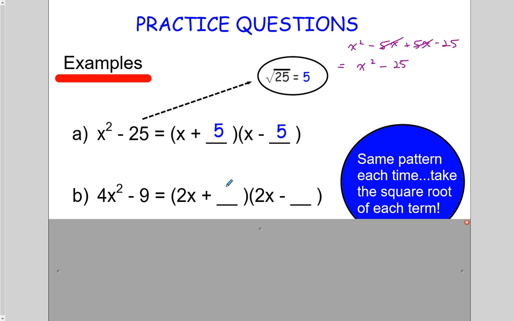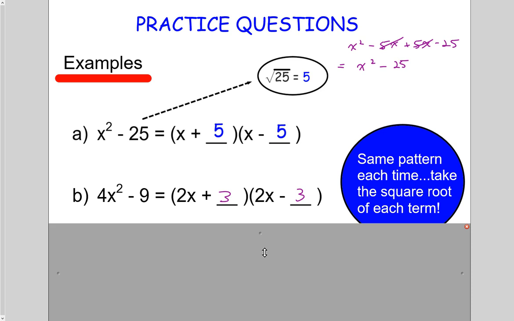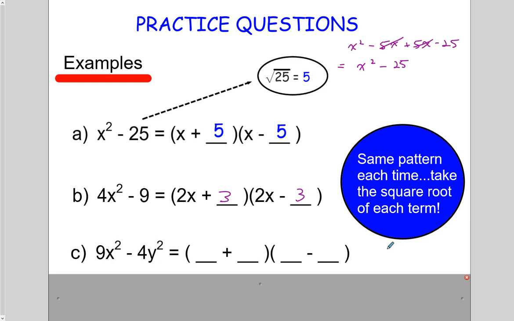Okay, so you would have said, aha, that 4x squared, I take the square root of that, it's 2x and 2x. How about the 9? When we take the square root of the 9, what do we get? Well, it's going to be a 3 here and a 3 here. It's plus in one bracket and minus in the other bracket. Okay, that's our first example. Let's have a look at another one. I'd like you to pause your video and try this one out right now.